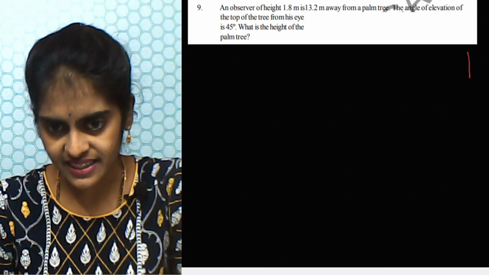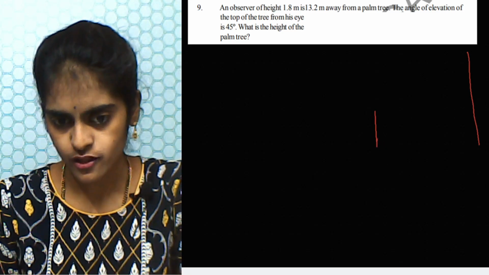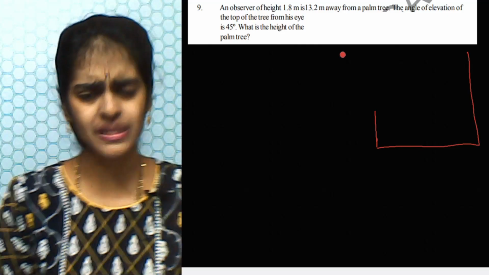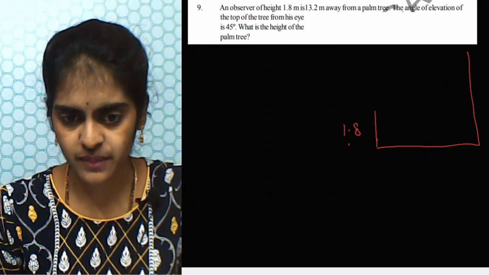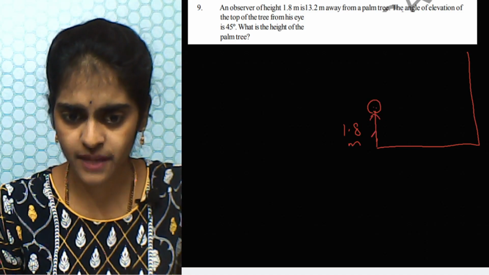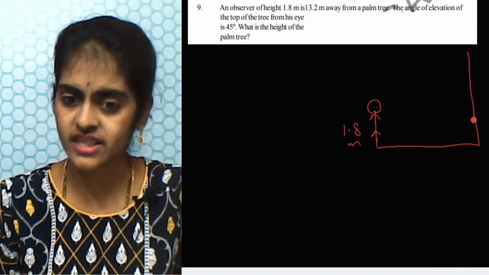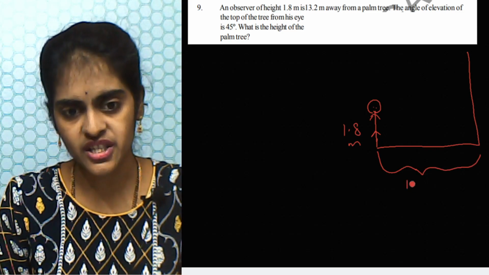Firstly, this is the palm tree and this is the observer. Always the lines have to be straight vertical lines. Please do it with a scale. The observer is 1.8 meters high. The observer is 13.2 meter away from the palm tree. Now this is the palm tree. So the distance between the observer and the palm tree is how much?